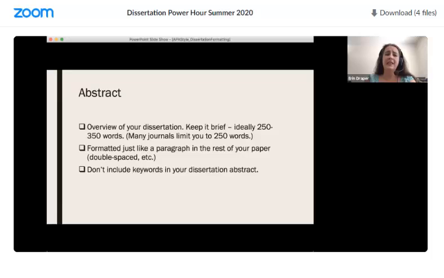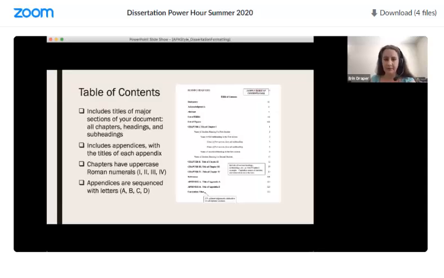The thing that is an Alliant specific guideline about the abstract is not to include listed keywords at the bottom of your abstract. You don't need to do that. You'll give ProQuest some keywords, but you don't need to put keywords on your Word document there. Here comes the table of contents, and I'm going to try to circle back to the table of contents question at this point.